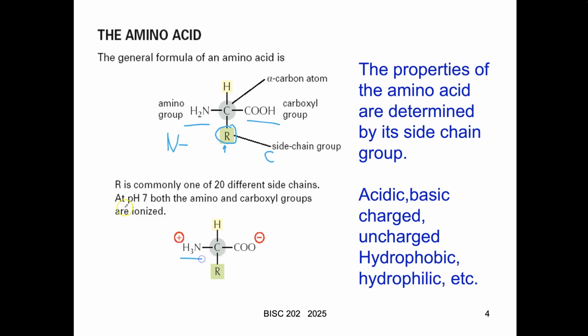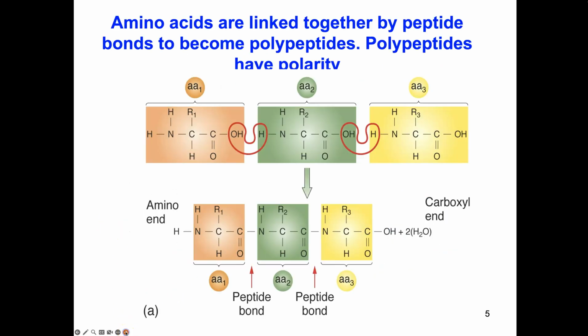And this just points out that at pH 7, the carboxyl group is missing a hydrogen and it's negatively charged, and the NH2 group has an extra hydrogen and is positively charged. So they're called ionized in that state. And I'm sure that you've covered this in other classes, but I want to make sure. And so these are the amino acids.